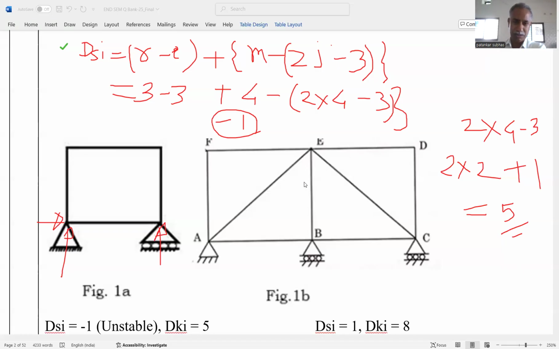Similarly, for this truss, it is clearly observed that it is externally redundant because at support A, a hinge is there, at support B, a roller is there, and one more roller is observed at C. Therefore, R is equal to 4, right? And the equations available are 3. So 4 minus 3, it is 1.